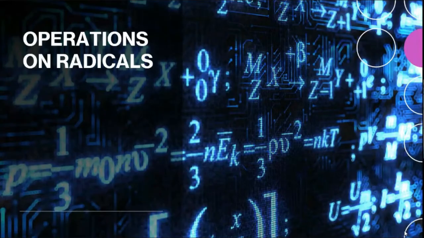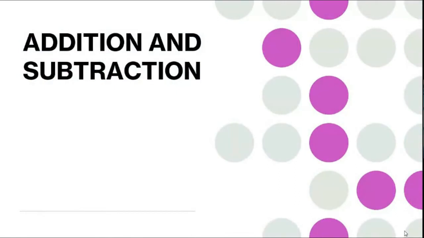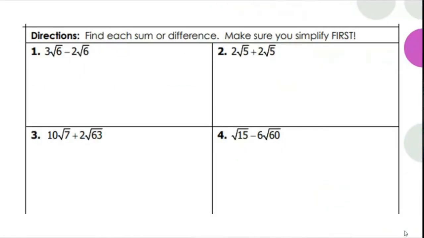Today, we will discuss operations on radicals. Let's start first with addition and subtraction of radicals. So, let us find the sum or difference and make sure that we will simplify first the given radicals.